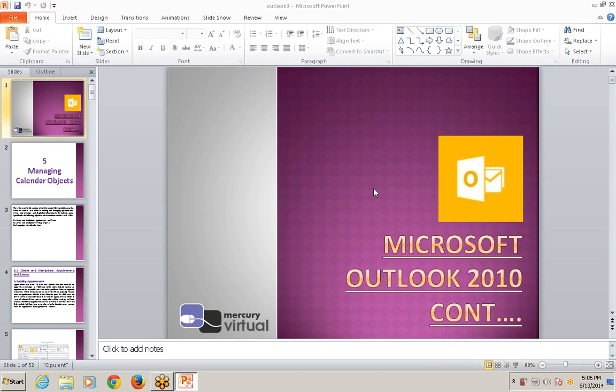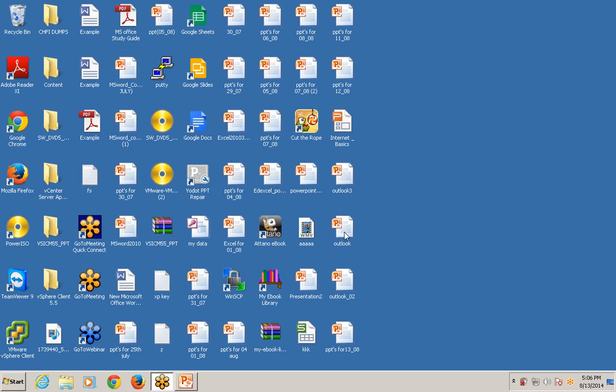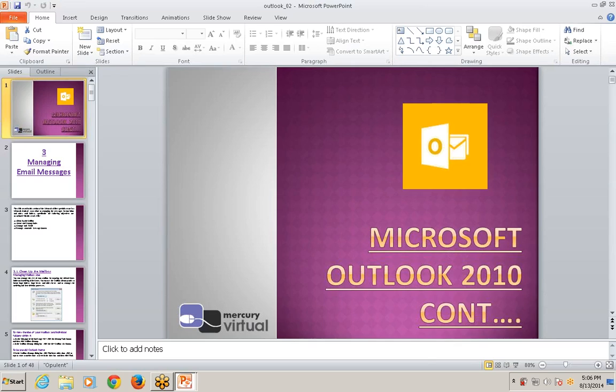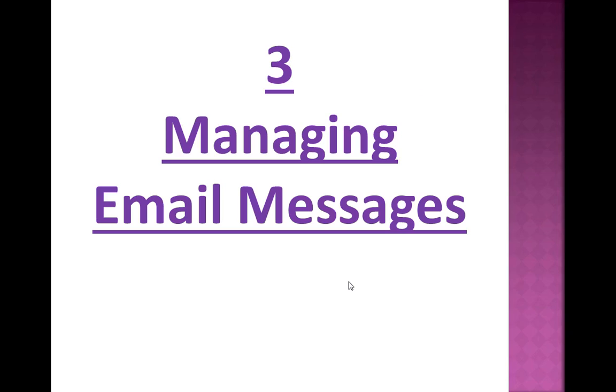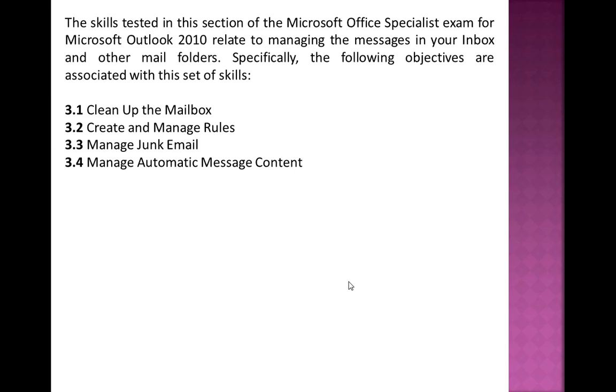Now let's take a quick recap of yesterday's class, that is chapter number 3 and 4 of Microsoft Outlook 2010. In the last class we discussed chapter number 3, that is managing email messages, meaning how to manage the email messages in Outlook 2010: how to delete, how to rename, or how to move an email message from one place to another. This chapter includes 4 parts and we have discussed all 4 parts.